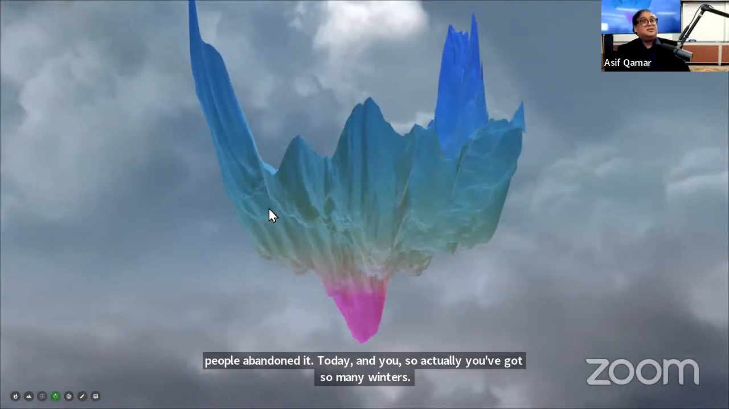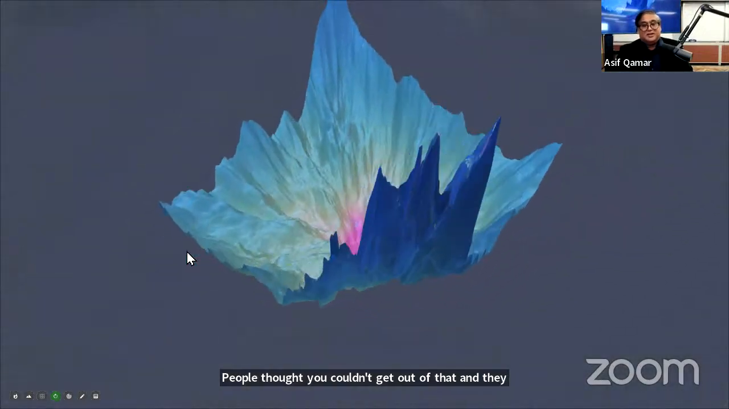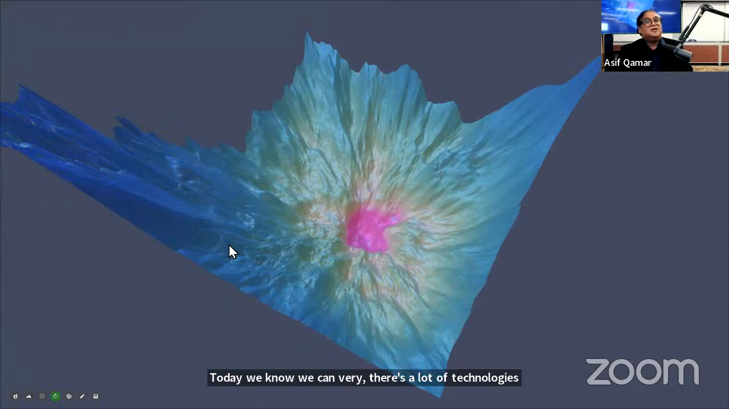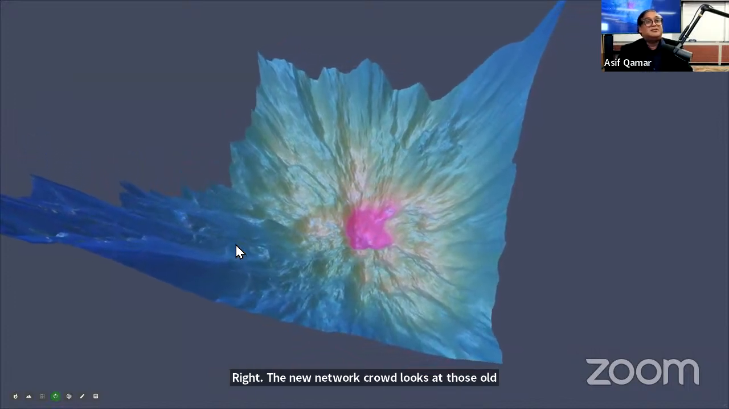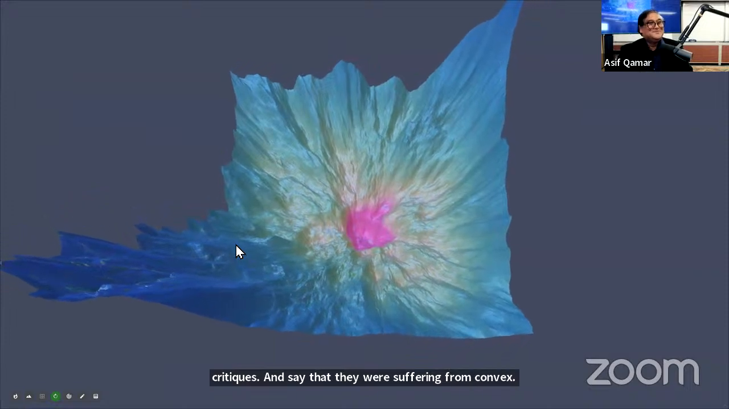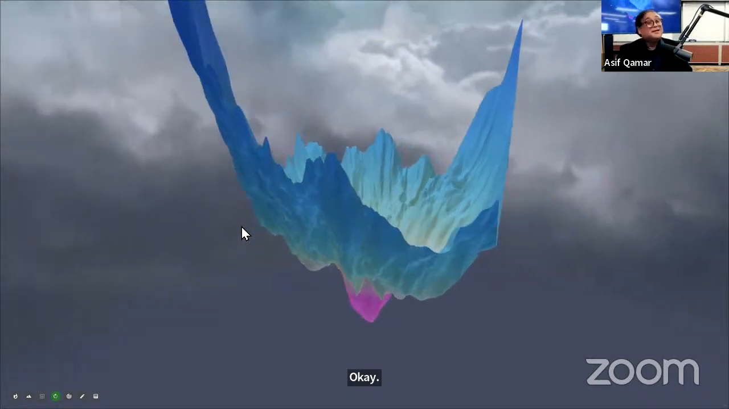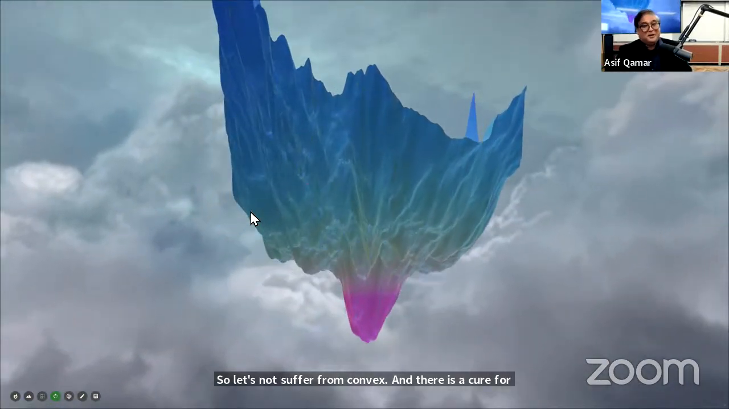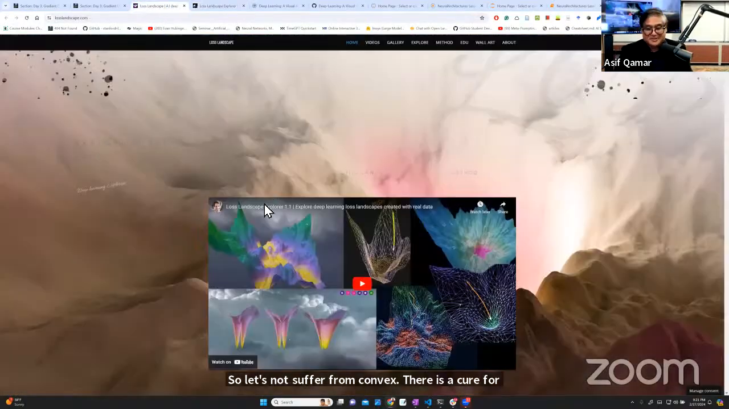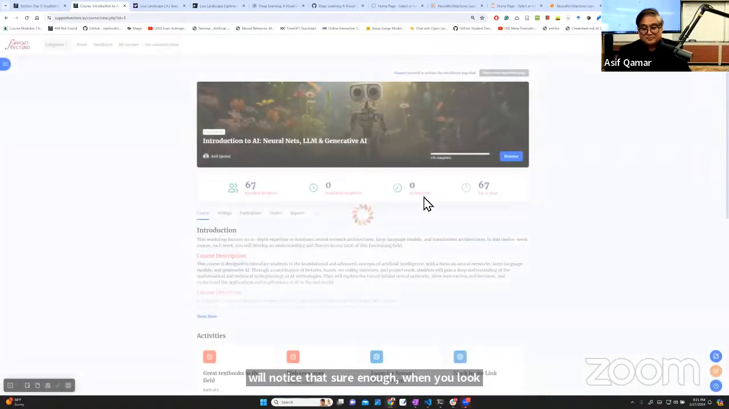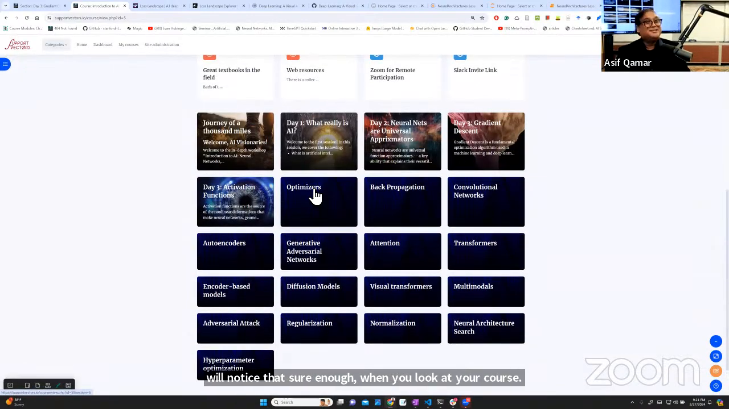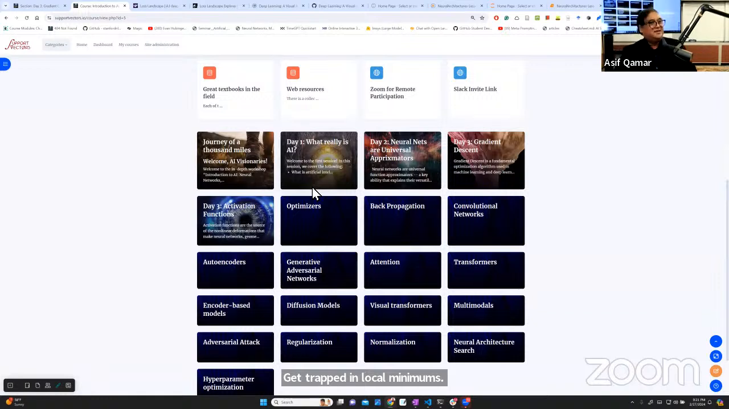People thought you couldn't get out of that, and they created all sorts of theories to get out of it. Today, we know we can; there are a lot of technologies to get out of it. And now the joke is the other way around. The neural network crowd looks at those old critiques and says they were suffering from convexivitis. So let's not suffer from convexivitis. There is a cure for that. There is technology that gets you out. But that's a topic of, guess what, optimizers. If you look at your course portal, sure enough, there's a topic called optimizers coming soon, which will teach us how not to get trapped in local minima.